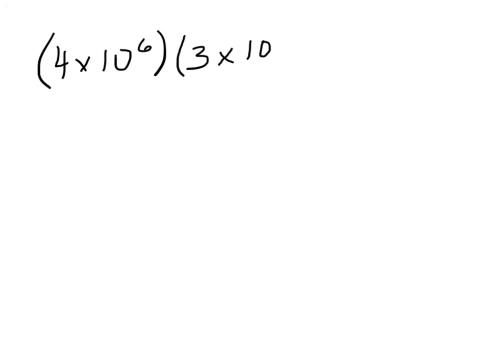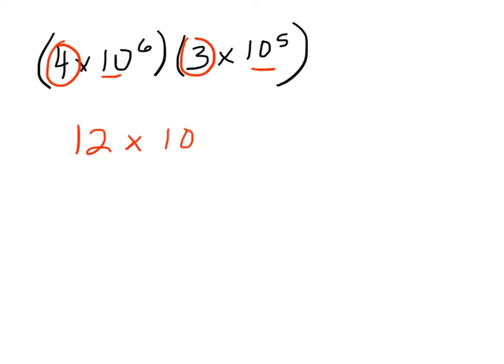So in example 2, I have 4 times 10 to the 6th. And again, that's in parentheses, and I'm going to multiply it by 3 times 10 to the 5th. So again, I'm going to take my two whole numbers, 4 and 3, and I'm going to get 12. I'm going to multiply it by 10 because these are both 10s. And then I add the 5 and the 6 to get an 11.